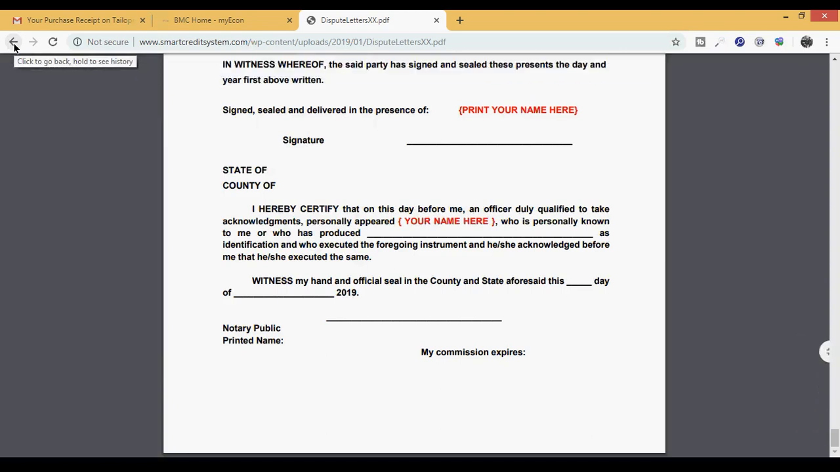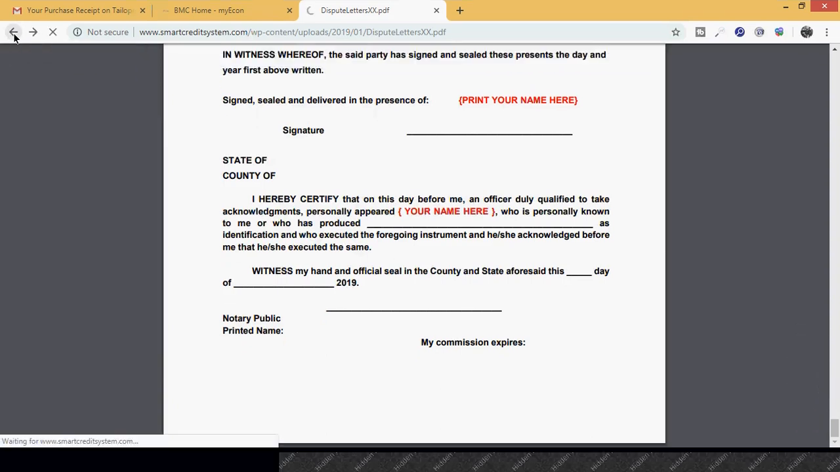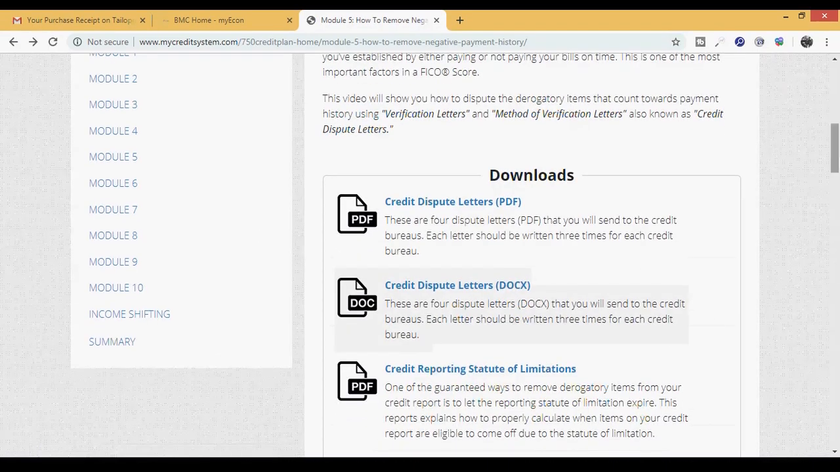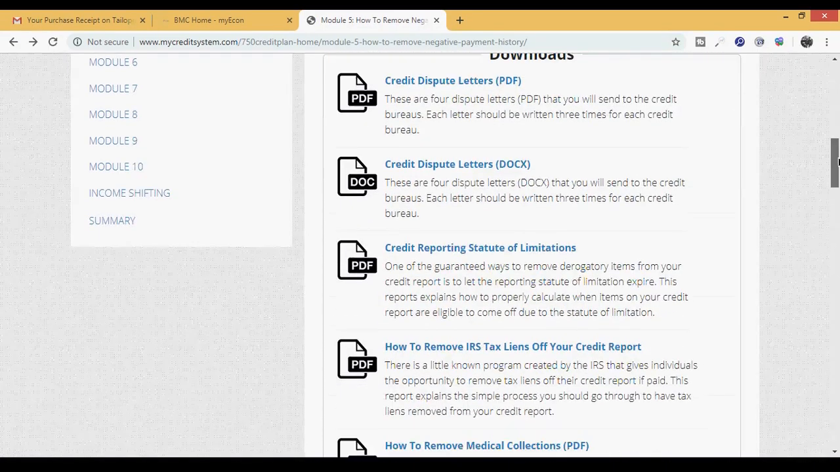Now, those are just the 4 letters, and those are the main ones. This usually gets the job done. But what we want to do is go over some of the other letters that exist in this module, because we loaded it up with some good stuff.